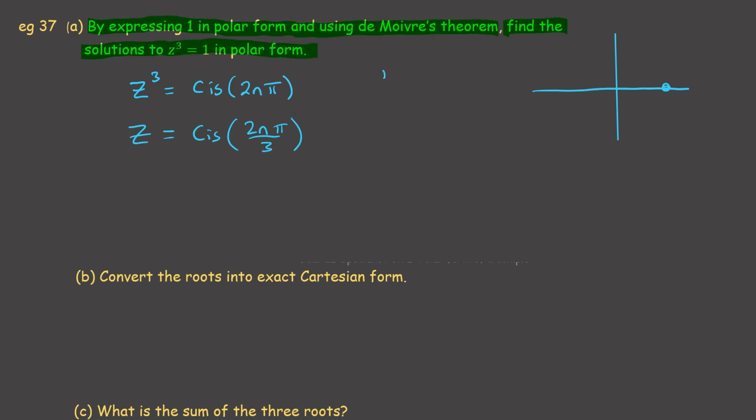Now, I can use n is equal to -1, 0 and 1 here, and that will give me that z is equal to cis -2 pi by 3, cis 0, and cis 2 pi by 3.